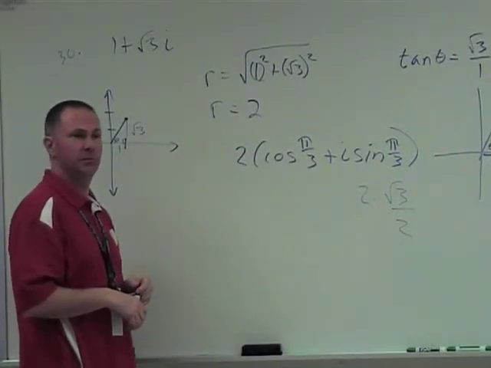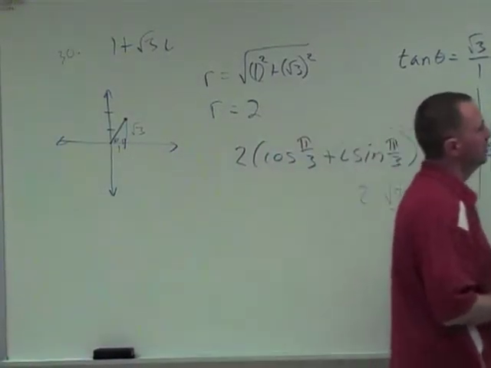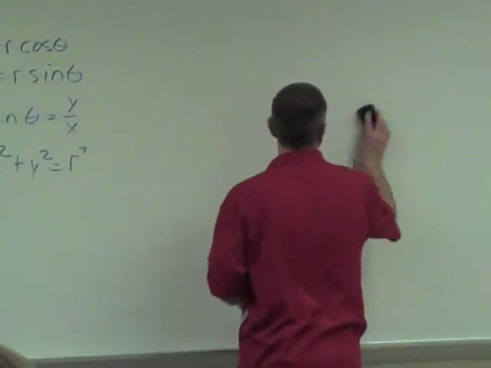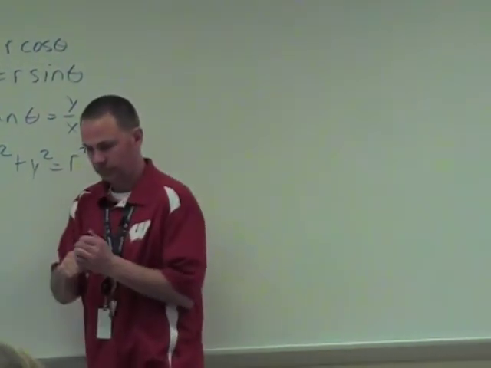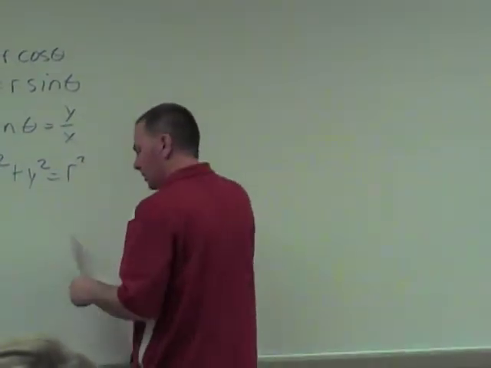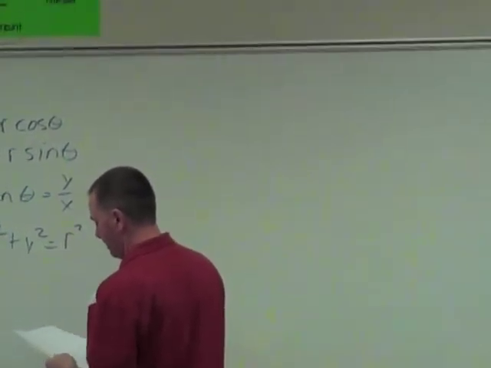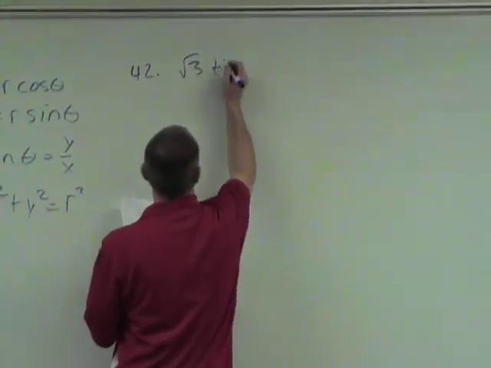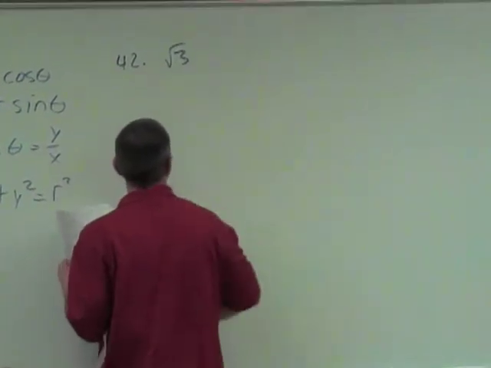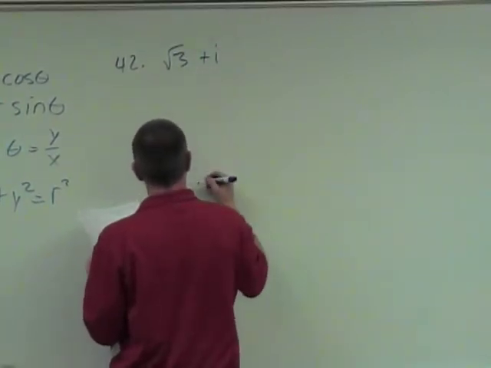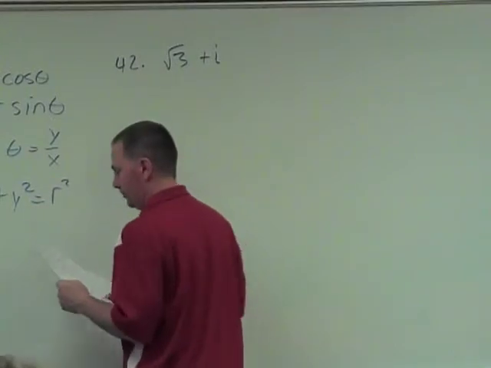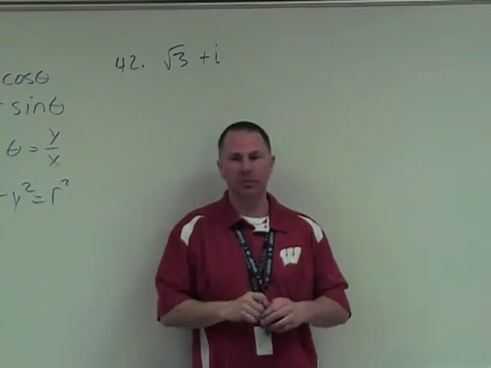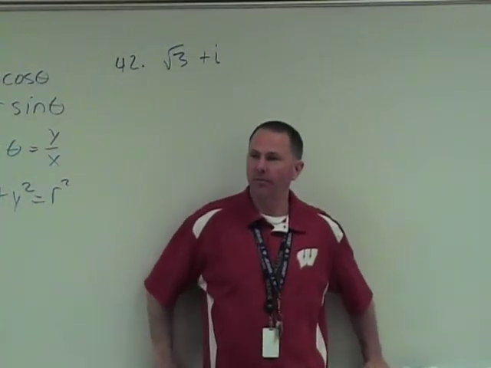Ready to do another one? You can do this on your own. All your problems today are just like this. Step 1 and step 2. Let's do number 42. I've done this one. Radical 3 plus, oops, that's a plus, plus i. Begin. Step 1. Find R.